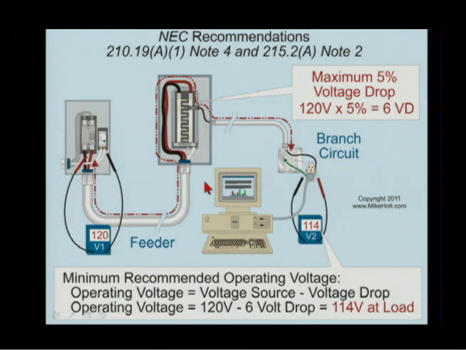Okay, so let's take a look at this. All right. Real simple. I got a 120-volt circuit. What's the minimum voltage at the load if you have a 120-volt circuit? Well, the maximum of the feeder and the branch circuit, no matter how we figure it all out, comes out to be 5%. 5% less than 120, it's recommended not to be less than 114. What's the maximum of the feeder? 3%. Maximum of the branch circuit, 3%. Maximum of the feeder and branch circuit, 5%.